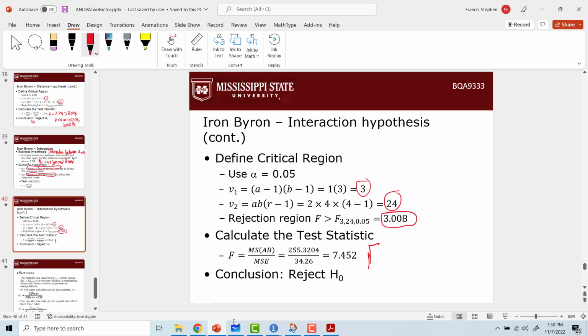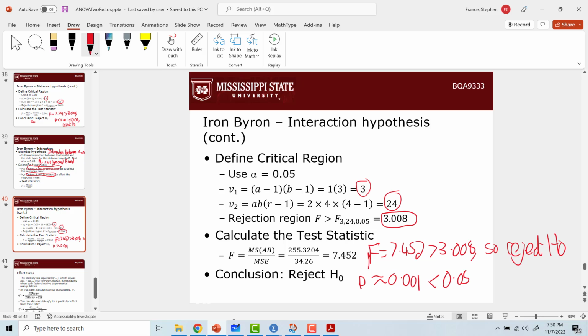So F equals 7.452, which is greater than 3.008, so reject H0. And from SPSS, we have p approximately equal to 0.001, which again is less than our alpha, so we could reject H0.